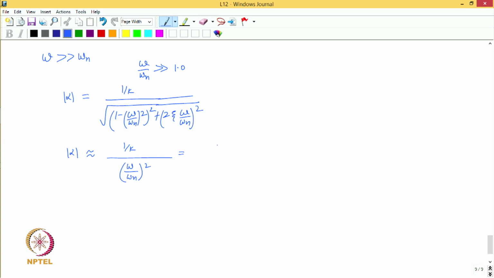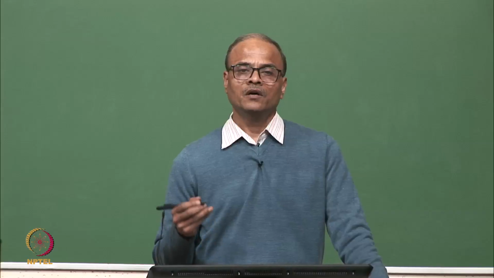Therefore, this can be further written as 1 by k into omega n square upon omega square. Omega n square is nothing but k by m, and therefore the magnitude can be approximated by the expression 1 upon m omega square. That is the equation that approximates the FRF magnitude in the high frequency range.